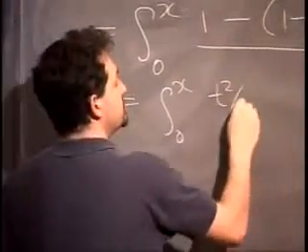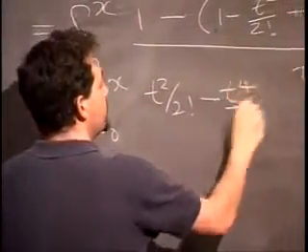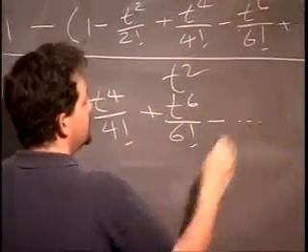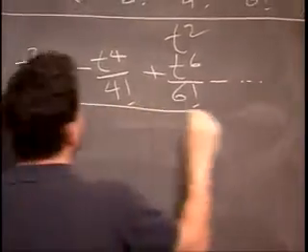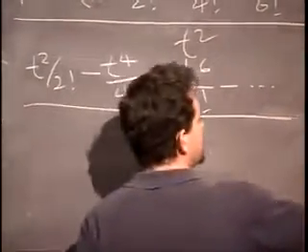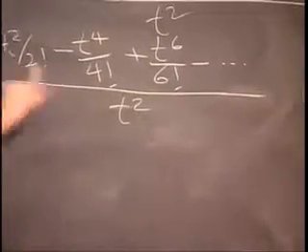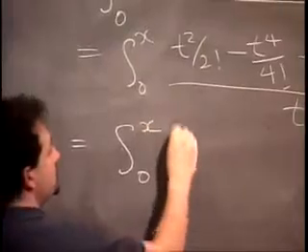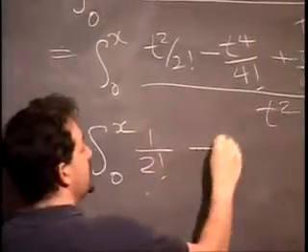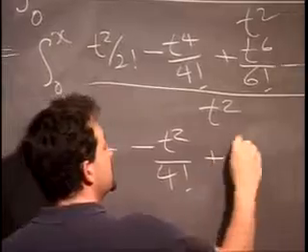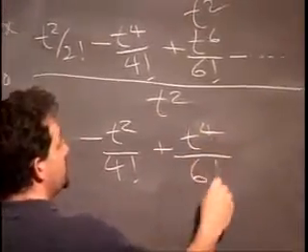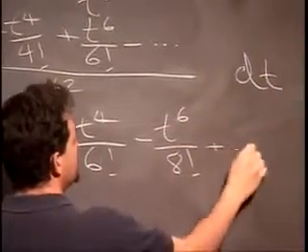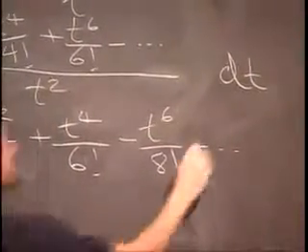So I get t squared over 2 factorial minus t to the 4th over 4 factorial plus t to the 6th over 6 factorial, and so on. You get the pattern. And then all that divided by t squared. And actually, this is nice. We can just take out a power of t squared from all of them, and I get 1 over 2 factorial minus t squared over 4 factorial plus t to the 4th over 6 factorial. Just for the fun of it, I'll write t to the 6 over 8 factorial. You see the pattern here, dt.